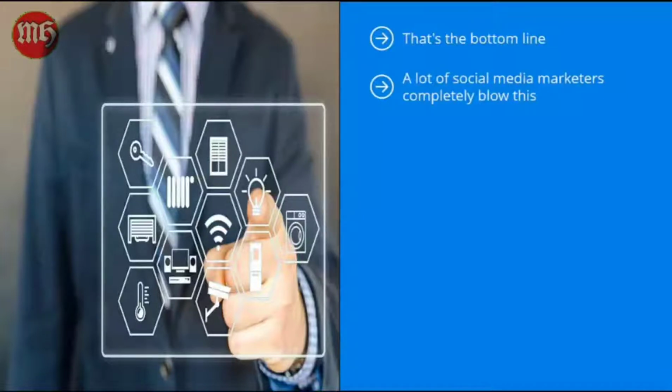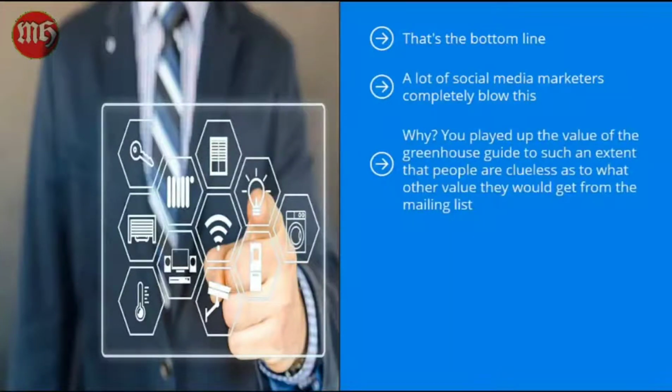Well, to continue with the example I raised earlier, what happens after you get people to sign up to your list in exchange for the greenhouse guide? That's right, nothing. Why? You played up the value of the greenhouse guide to such an extent that people are clueless as to what other value they would get from your mailing list. Indeed, don't be surprised if people start reporting your list as spam after you start sending them updates.